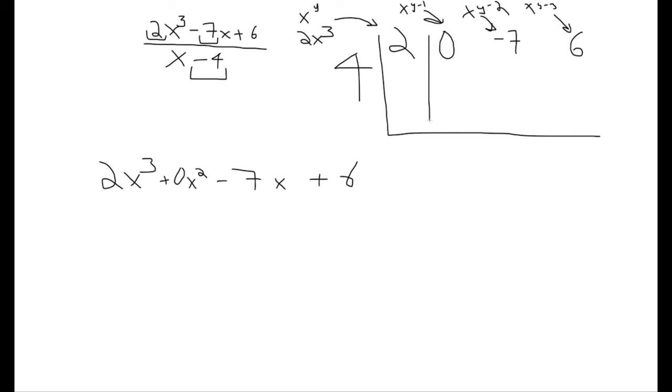Because this column needs to represent an x to the power of 1 less than this one, okay? This right here represents minus 7x. This represents x cubed, so we need an x squared to go in between them.